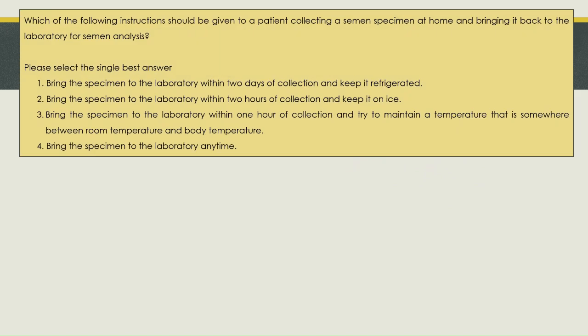Which of the following instructions should be given to a patient collecting a semen specimen at home and bringing it back to the laboratory for semen analysis? Please select the single best answer.